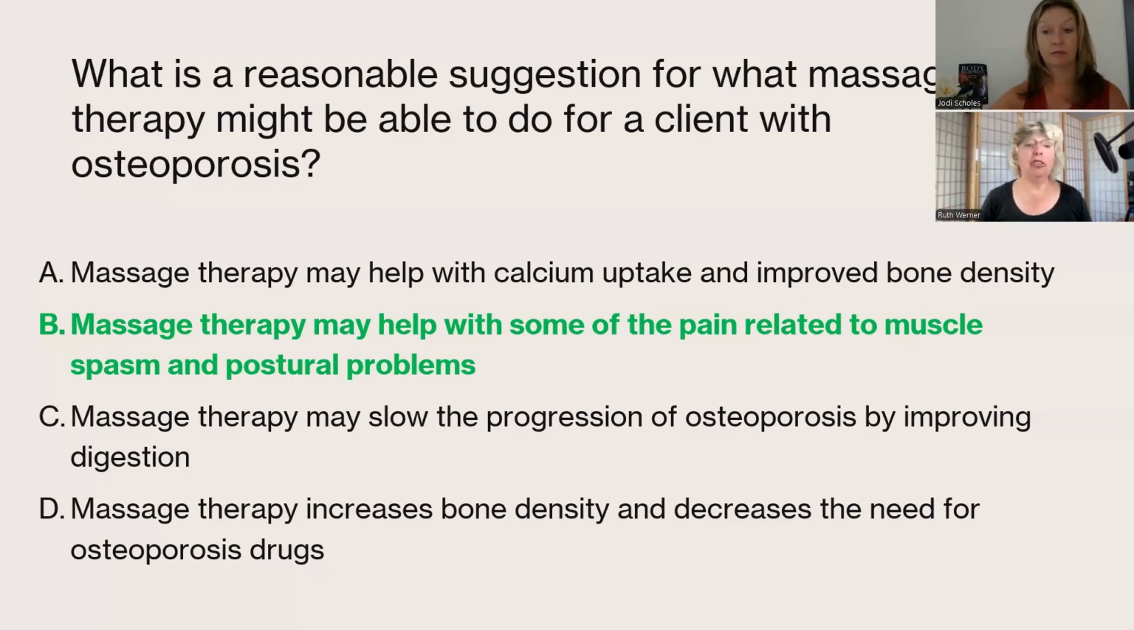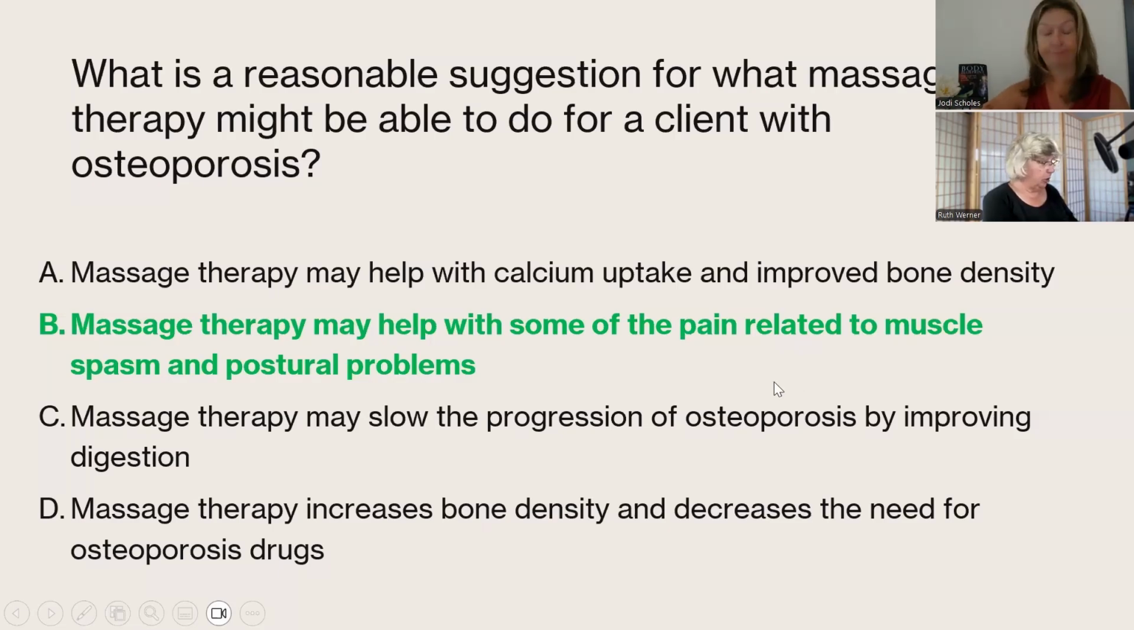And we have virtually no data about increasing bone density and decreasing the need for osteoporosis drugs. So the best answer here, which is always going to be true, is that we can help with pain related to muscle spasm and postural problems. Okay, so we're not going to fix it, not going to reverse it, but we can make it more livable. Could you speak to osteopenia?